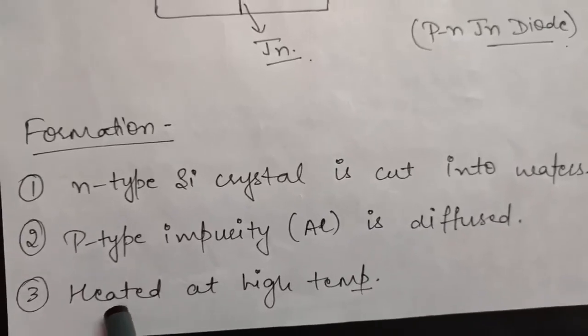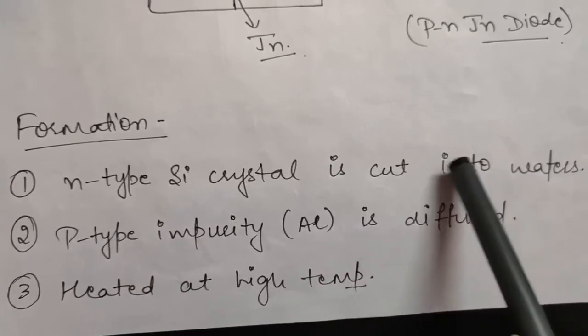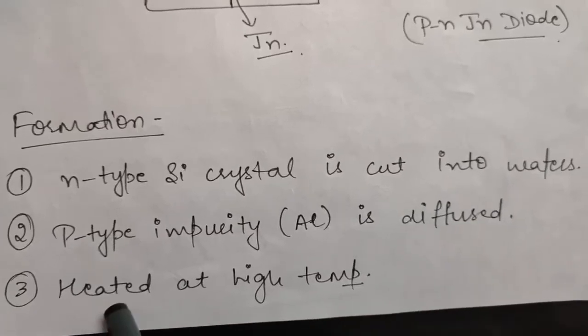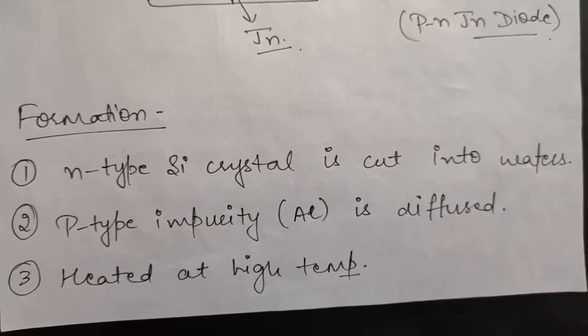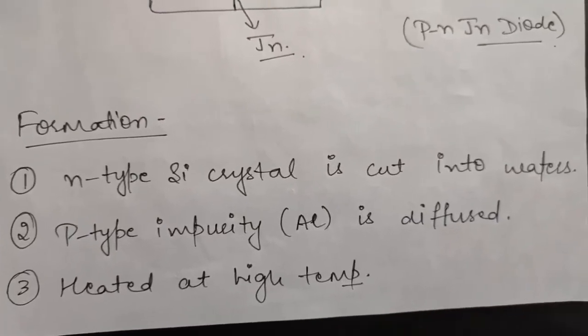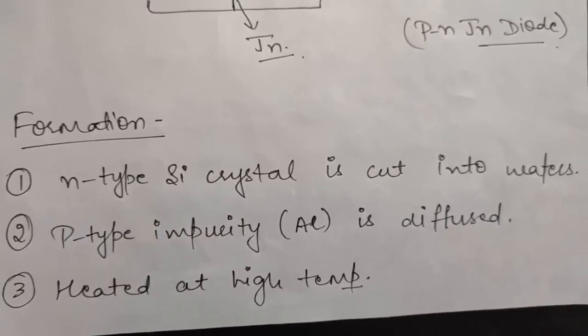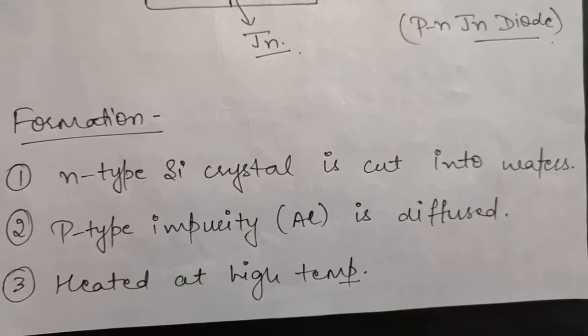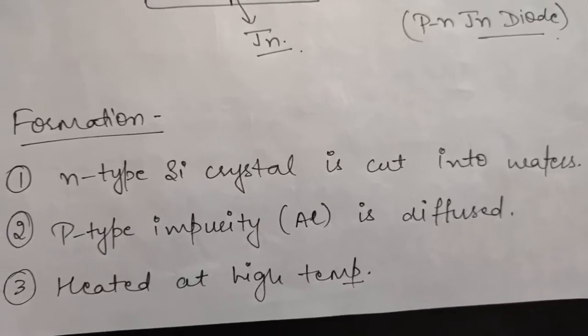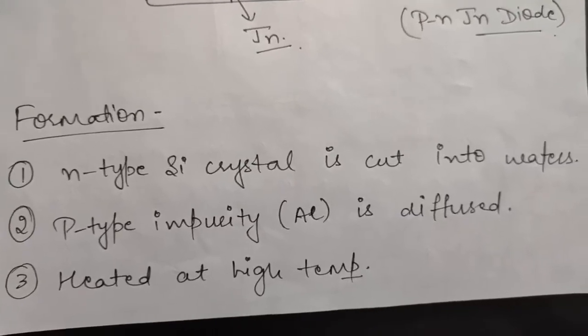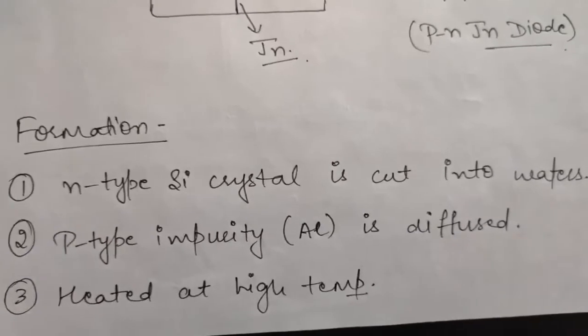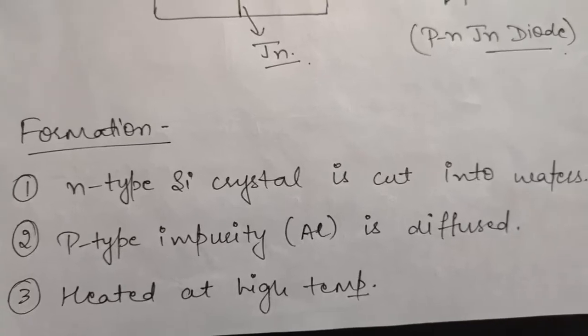and third step, to diffuse this, it is heated at very high temperature. That is, both of this combination will be heated at very high temperature. So what will happen, this p-type will diffuse on silicon crystal, which is your n-type. So you can say a p-type semiconductor is formed over n-type semiconductor. So what you will get is a p-n junction. Okay, so this is how a p-n junction is formed.